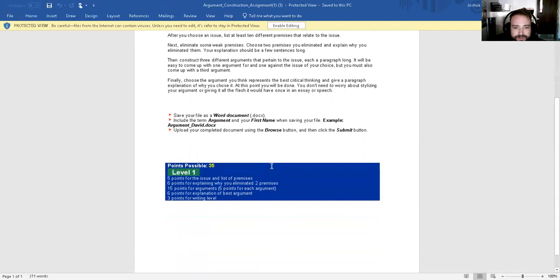If we scroll down, as you should always do, to look at the scoring rubric, 5 points are for the issue. So you picked a good controversial issue, and the list of premises, you generated a good list of at least 10 premises, that they are complete sentences, that both sides of the argument are fairly represented. You then get 6 points for explaining why you eliminated 2 premises. Easy 6 points, just eliminate 2 premises and write a few sentences explaining why those premises are gone, why they were not great premises for an argument. 15 points for your actual argument, 5 points for each paragraph.